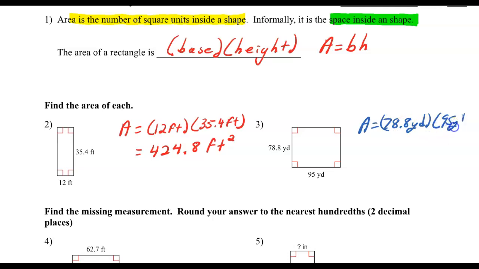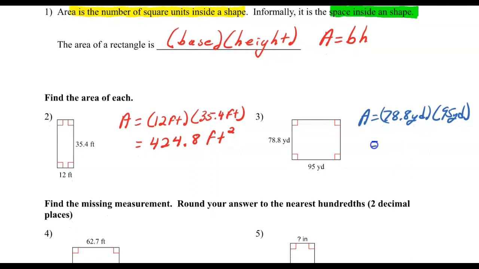In problem number 3, the area is going to be 78.8 yards times 95 yards. Doing that on our calculator, we will get 7,486 square yards.